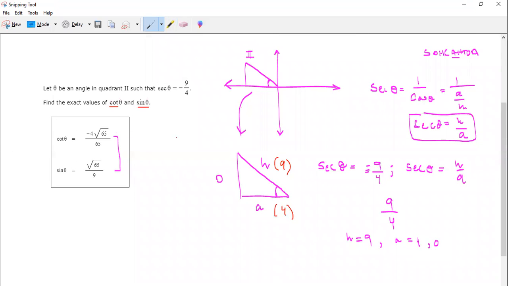What you want to understand is that when we try to find the cotangent of theta, we would just do 1 over the tangent of theta, and the tangent of theta is the opposite over the adjacent. So finding the opposite is imperative in this case if we want to put the opposite over the adjacent.